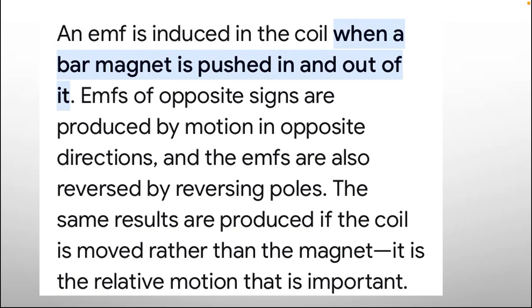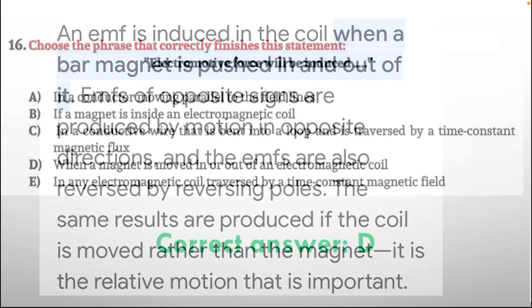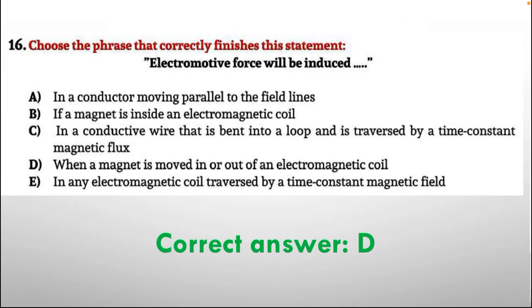An EMF is induced in the coil when a bar magnet is pushed in and out of it. EMFs of opposite signs are produced by motion in opposite direction, and the EMFs are also reversed by reversing poles. The same results are produced if the coil is moved rather than the magnet. It is the relative motion that is important. So according to the heading which was in the previous slide, the correct option is option number D, when a magnet is moved in or out of an electromagnetic coil.